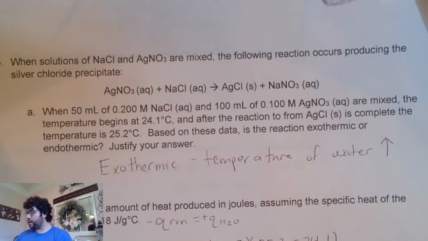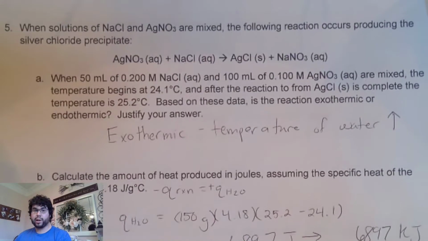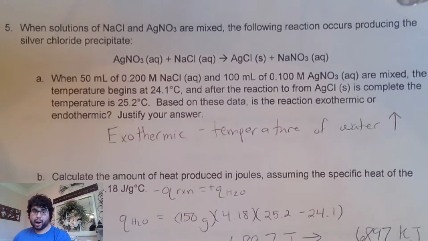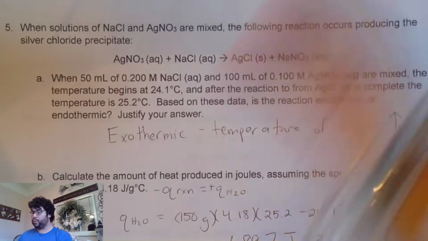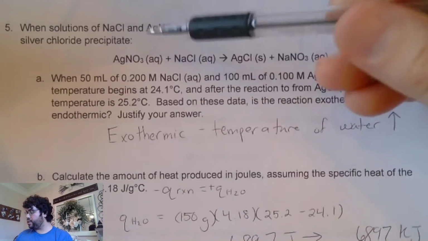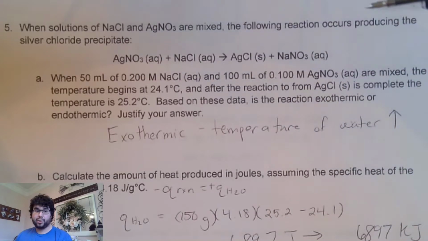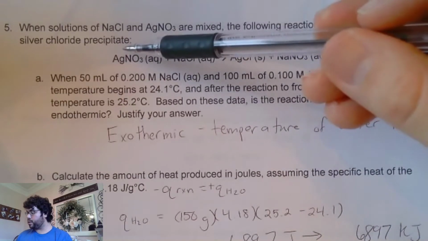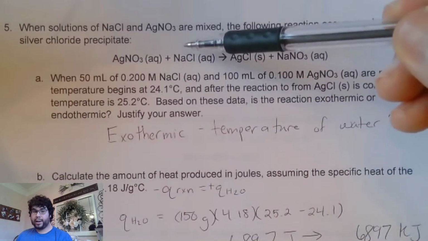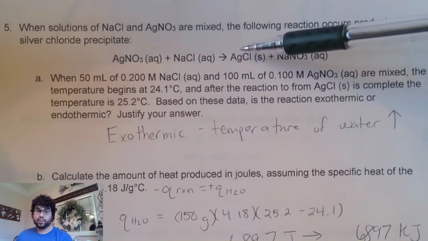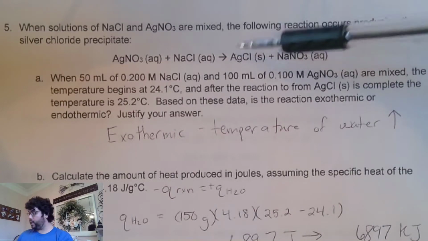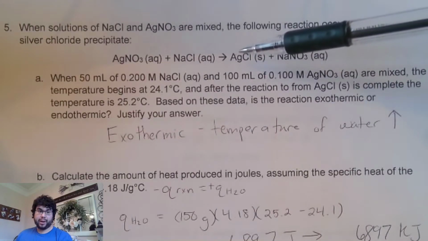A lot of people ask me about number 5 as well. This is really just a classic problem having to do with enthalpy and a chemical reaction taking place here. We've actually done this chemical reaction in class a few times. This is the reaction between silver nitrate and sodium chloride, and this produces the precipitate silver chloride. You might remember that's that kind of white chalky stuff that we made in a lab earlier this year.